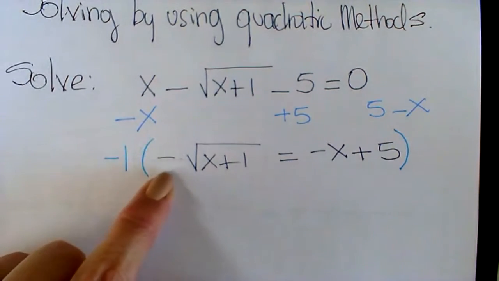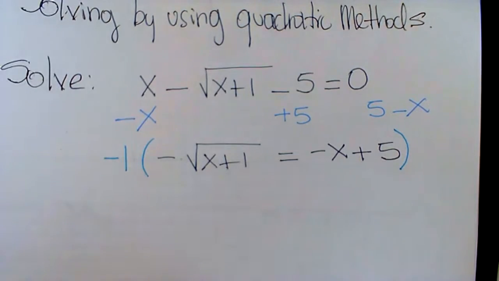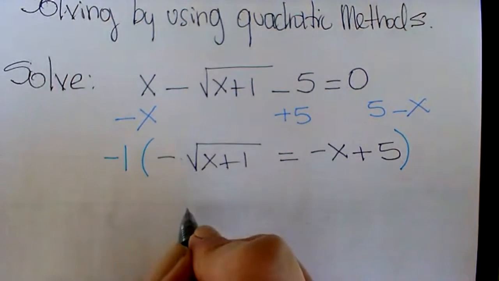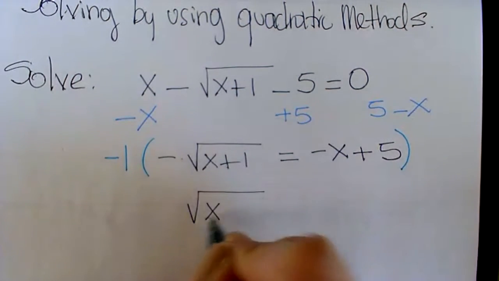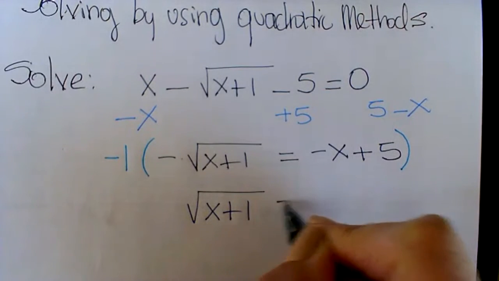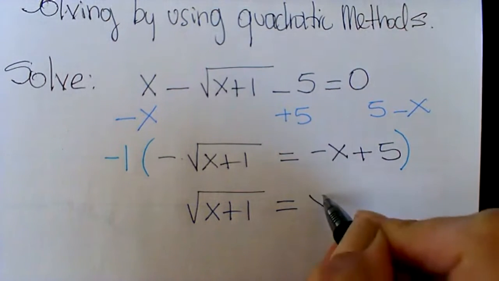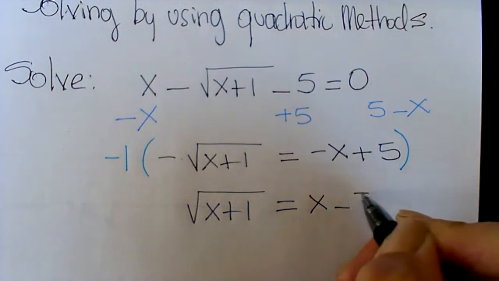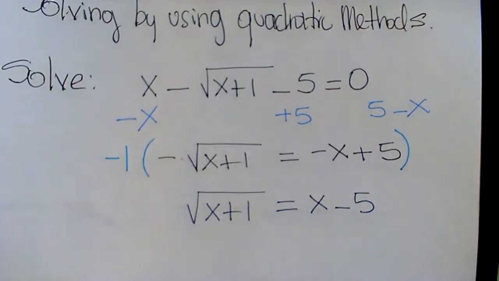Now we're just going to change that sign. We don't want that negative there. So it's going to be a square root of x plus 1 equal to what? This is going to be positive now, and this is going to be negative. Now we could square both sides.